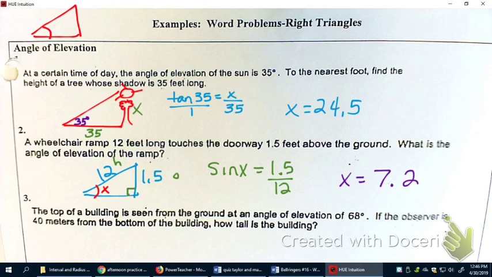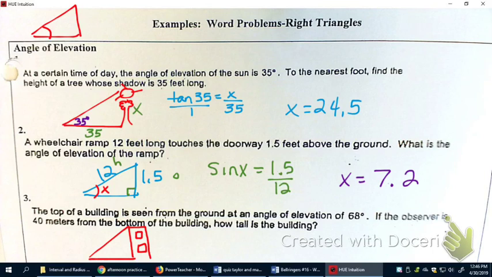All right, number 3. The top of a building is seen from the ground at an angle of elevation of 68. So the building is like right here, and we'll draw little windows. The observer is 40 meters from the bottom of the building. How tall is the building?